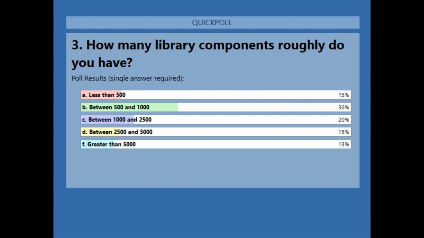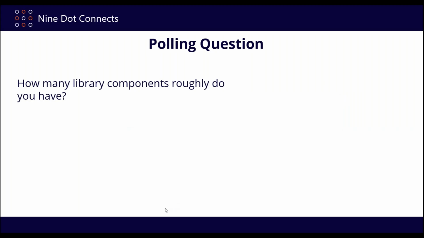Before the webinar, we always talk about these polling questions, and we try to take an educated guess as to what we think we're going to see. We would have thought that the vast majority would be under 1,000, but actually it's a pretty decent distribution amongst everybody here, especially those who have over 5,000 components. So hopefully what you're going to find here is interesting.